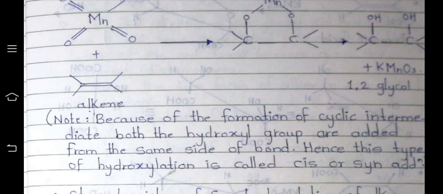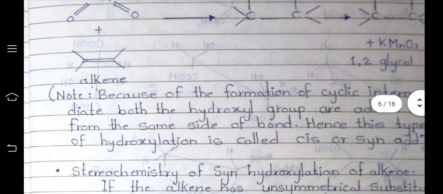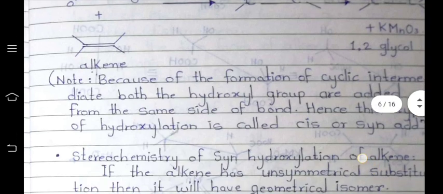An important note is that because of the formation of the cyclic intermediate, both the hydroxyl groups are added from the same side of the bond. Hence this type of hydroxylation is called cis or syn hydroxylation.